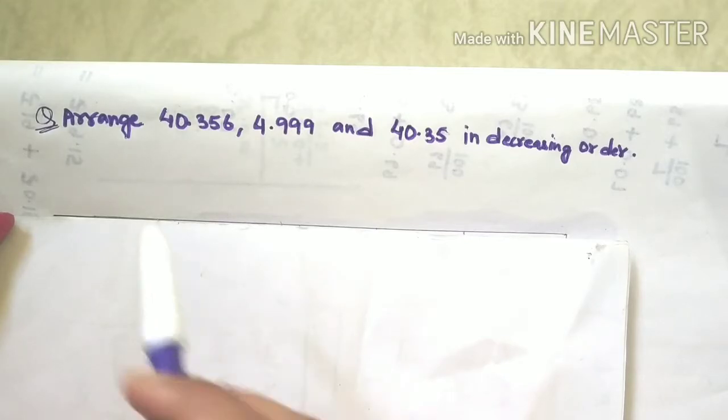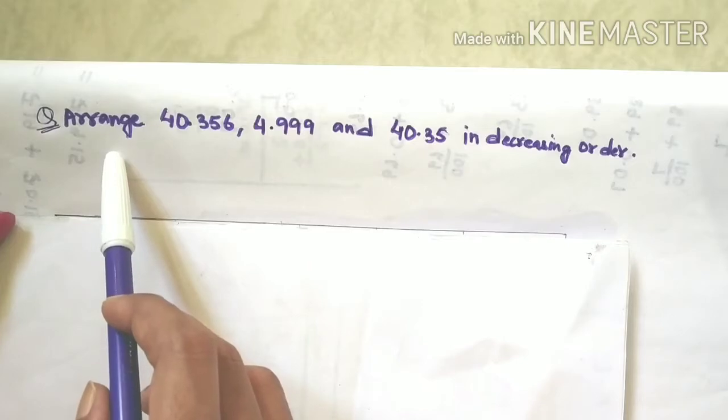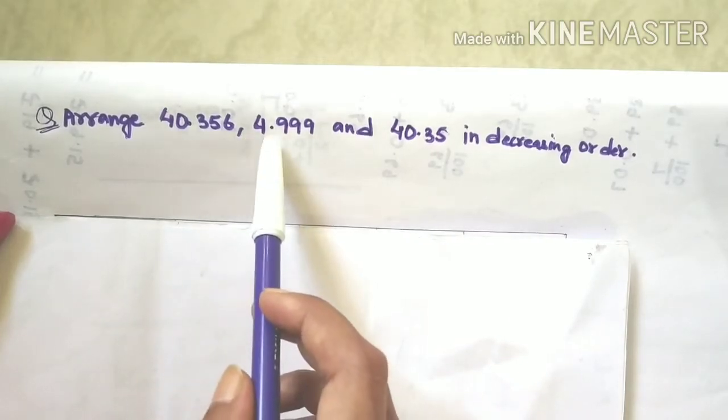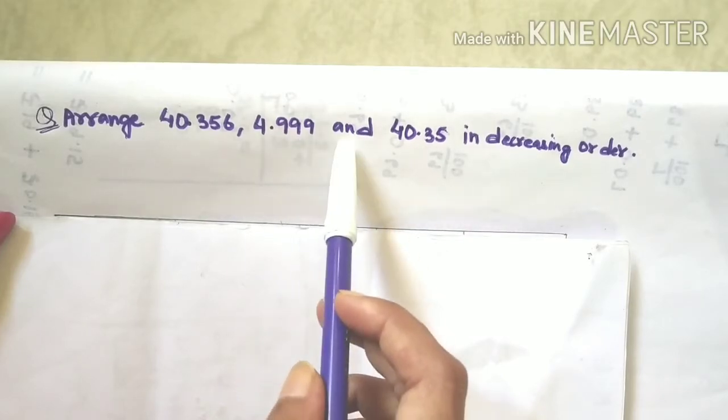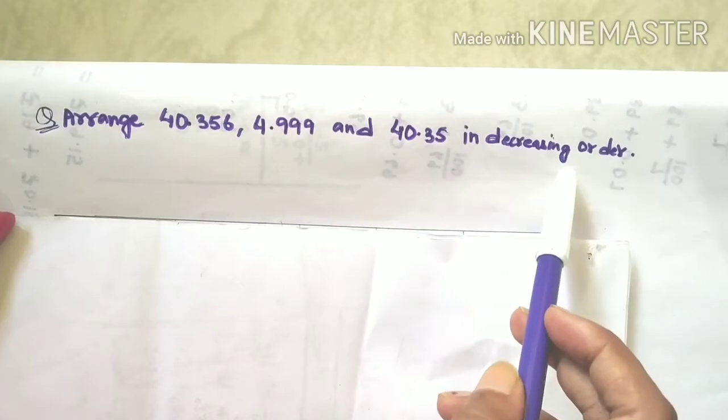Now students, look at this question. In this question, we are asked to arrange 40.356, 4.999 and 40.35 in decreasing order.